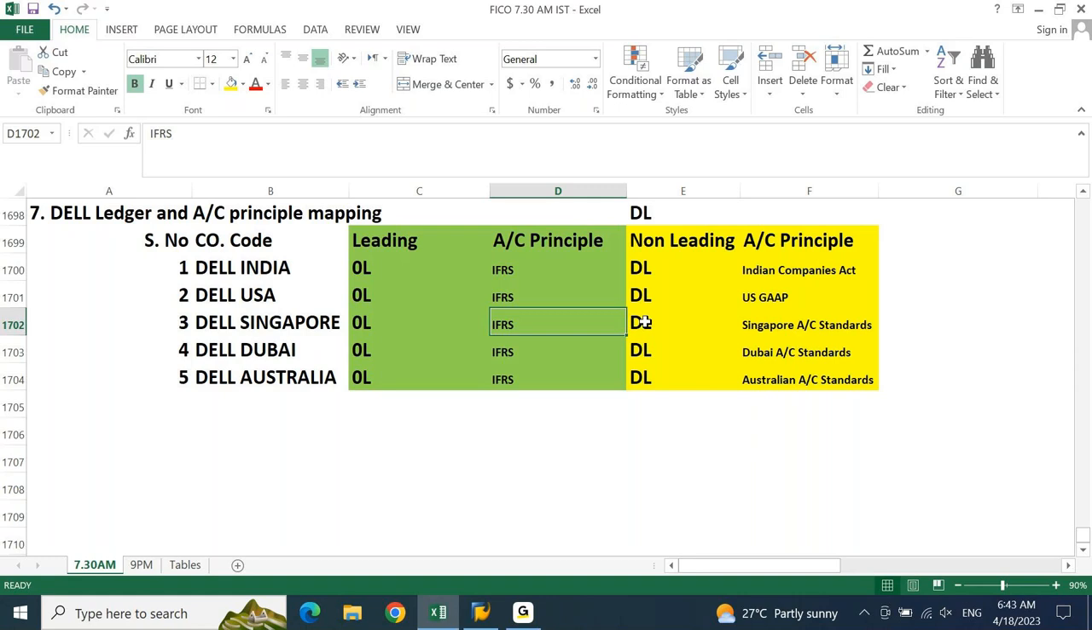Sir, my client was using the ECC server, and they have a plan to roll out to HANA. Now they are practicing leading ledger 0L with the Indian Companies Act. So while we roll out from this system to the new HANA system, can I rectify this and make the correction, like IFRS as leading ledger and the Indian Companies Act as non-leading ledger going forward?